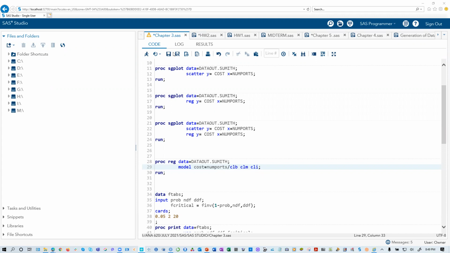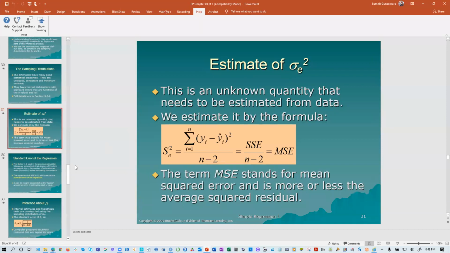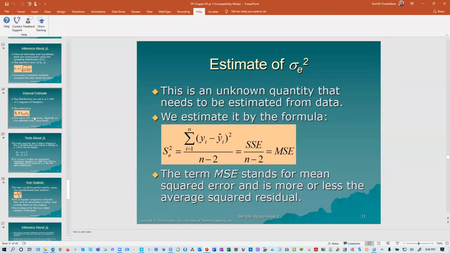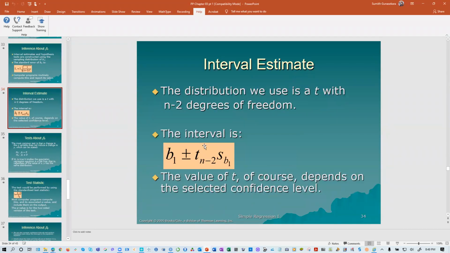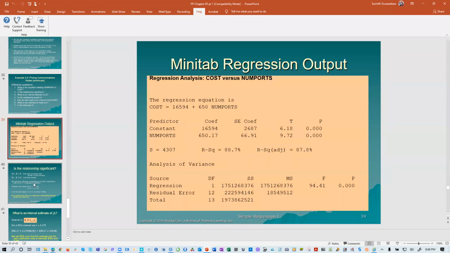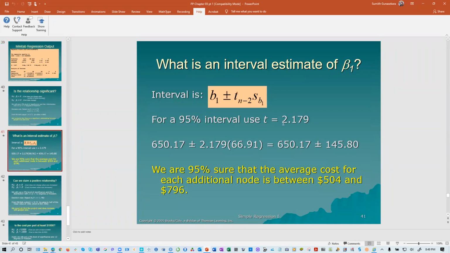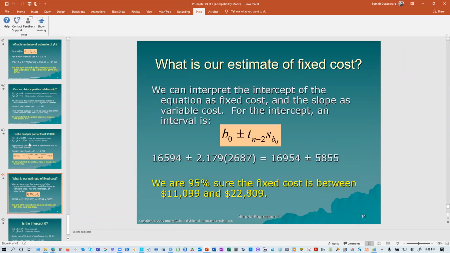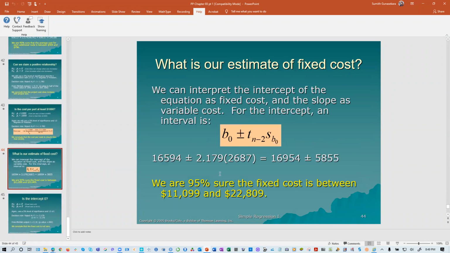Look here. You don't have to worry about that formula. This is for the B values, the confidence interval. We don't have to worry about those formulas. They're going to calculate everything for us. And this is for B1, and this is for B naught, the confidence interval.